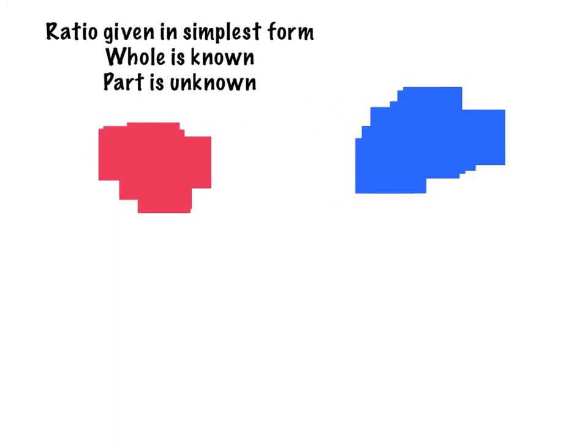So the situation that I'm going to give you to think about is if we have a ratio of 1 pink tile to every 3 tiles. Okay, so we know the ratio, and that's a 1 to 3 ratio. And let's say that we have 15 tiles altogether. So what we need to figure out here is how many are pink. Okay, so that's our unknown.